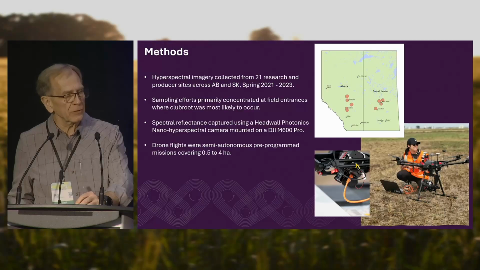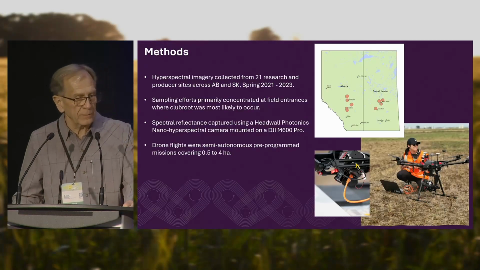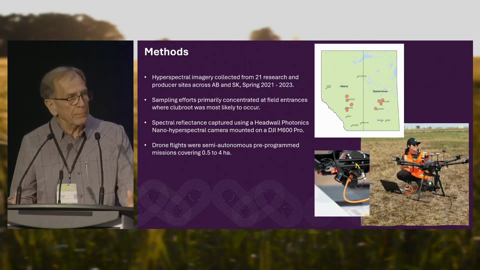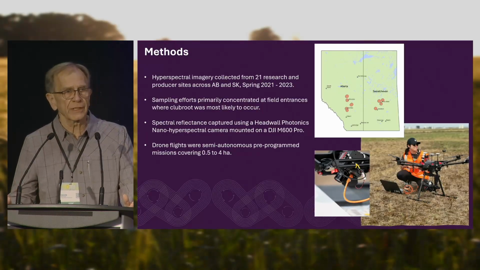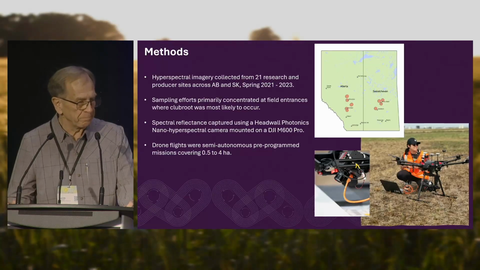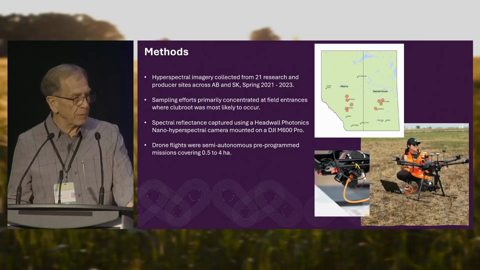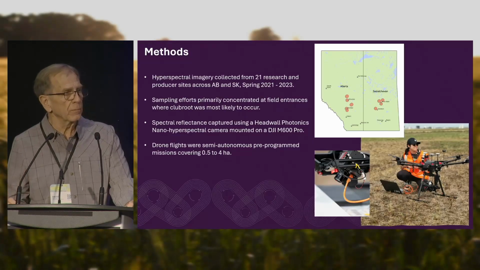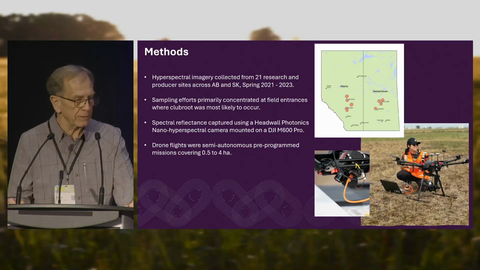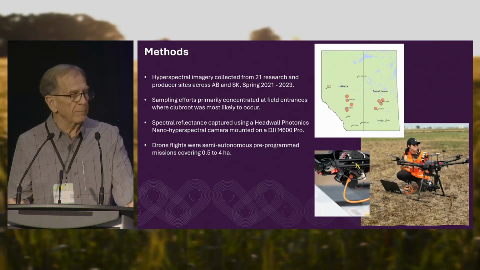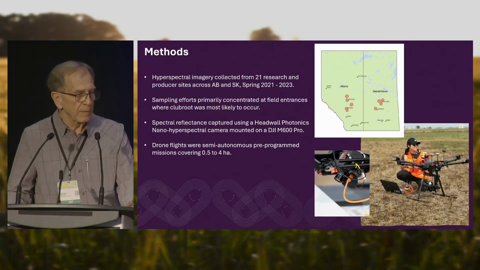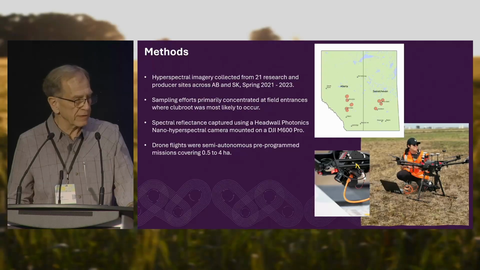When we did the hyperspectral sampling, the local crop specialists were invaluable for identifying candidate sites. And we also obtained written permission from all of the producers and research entities that we worked with. So there's no flying over somebody's field without their knowledge. Sampling efforts primarily concentrated at the field entrances, simply because that's where clubroot is most likely to occur or to be established. We also, of course, implemented biosecurity measures whenever we were on those properties so that we also did not aggravate the situation further.